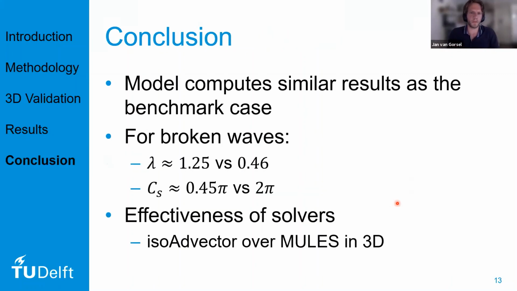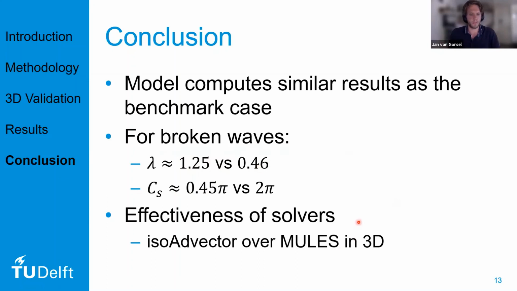To conclude, the numerical model seems to be able to compute results similar to the benchmark case. For this specific situation, and these results, we found a value for the Kerning factor of 1.25 for broken waves versus 0.46 for breaking waves. And we also found a value of 0.45 pi for the slamming coefficient versus 2 pi for breaking waves again. So the results between broken and breaking waves are quite different.